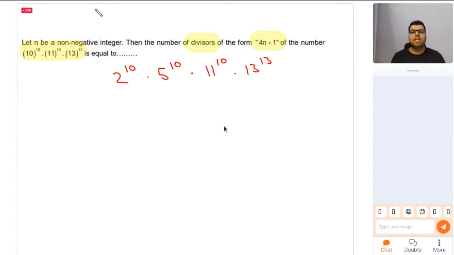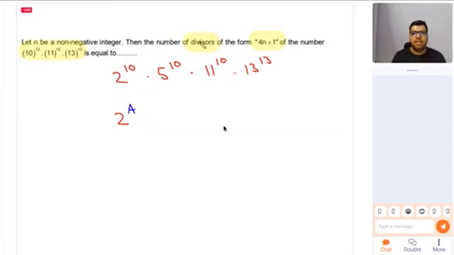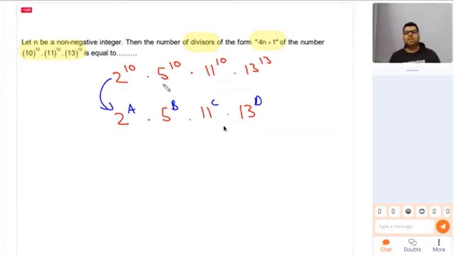So let me write any divisor of this number. Any divisor of this number, it will be of what form? It will be 2 raised to power a. Let me write the prime numbers first: 5, 11, 13. So this is any divisor of this number, where A, B, C, D are integers. A is between 0 and 10, since power is maximum 10, B is between 0 and 10, C is between 0 and 10, and D is between 0 and 13.